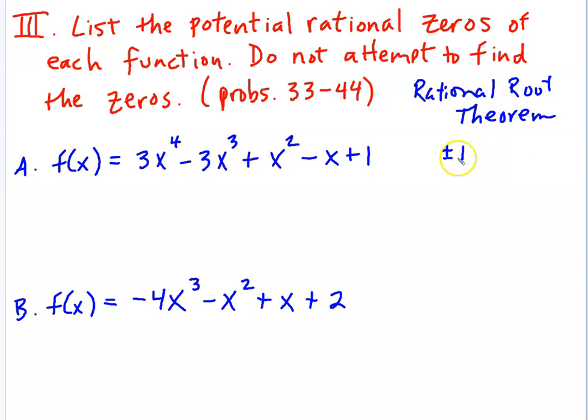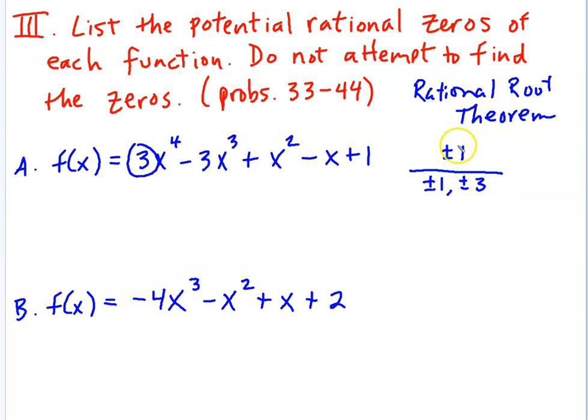So list out the factors of the last number, and then below that, you're going to list out the factors of the very first number, the lead coefficient. So that's positive and negative 1, positive and negative 3. Okay, so rational root theorem says list out the factors of the constant, top part, then below that, the factors of the lead coefficient, and now come up with all the combinations of numbers that are possible from this.